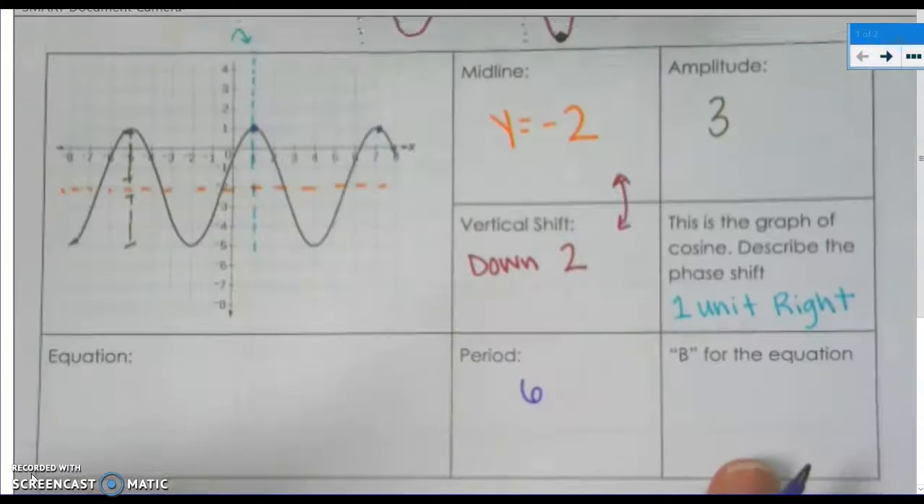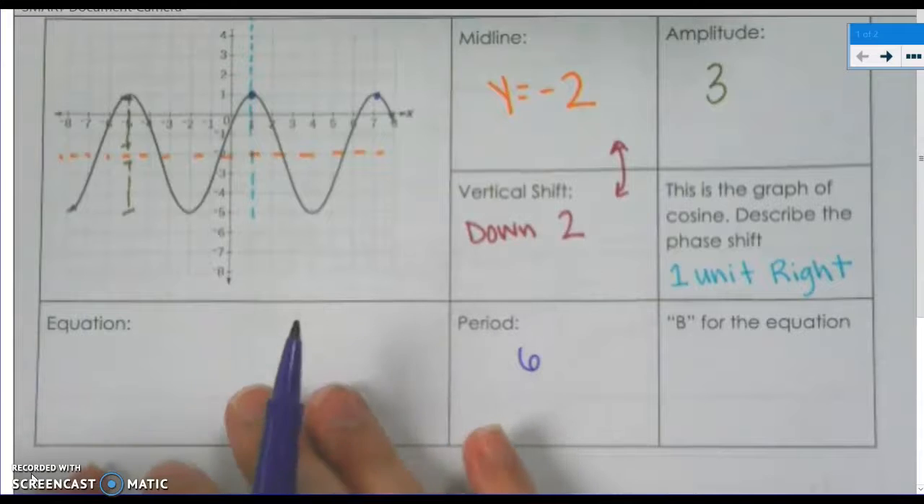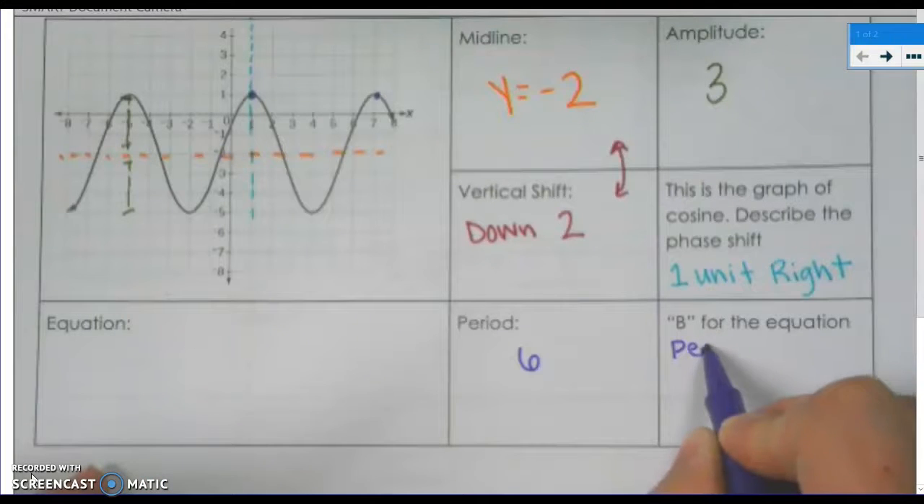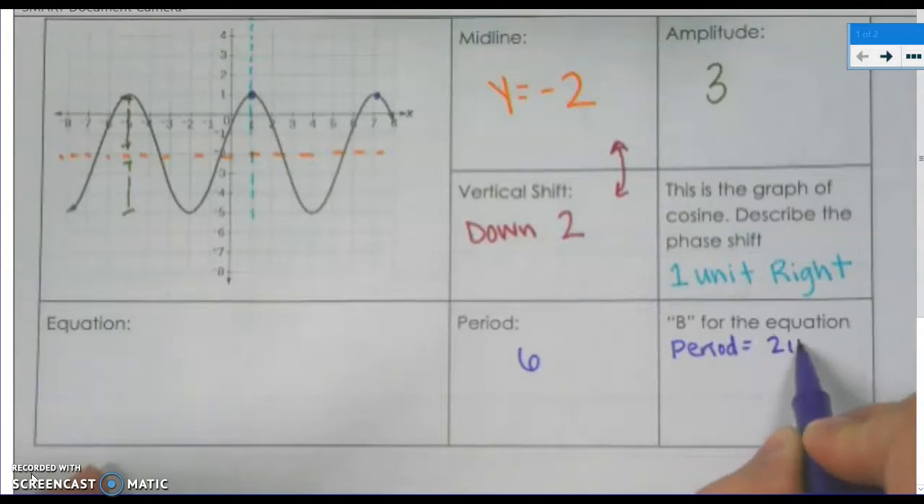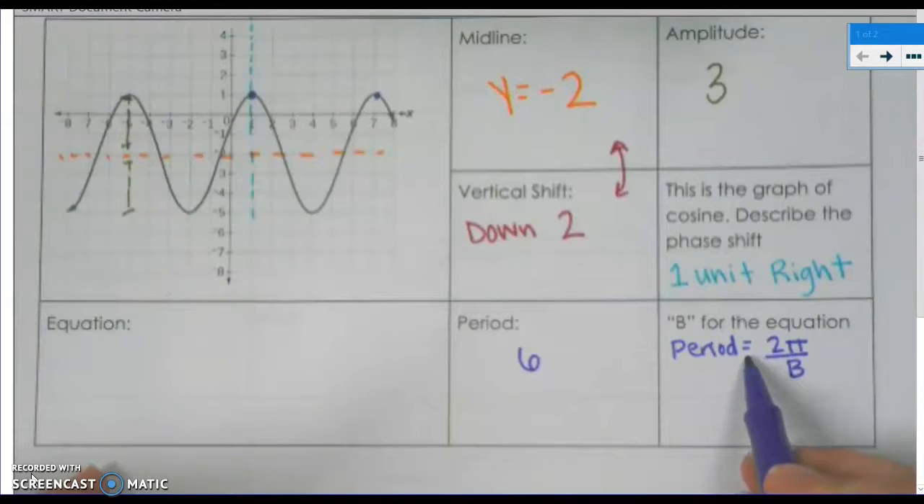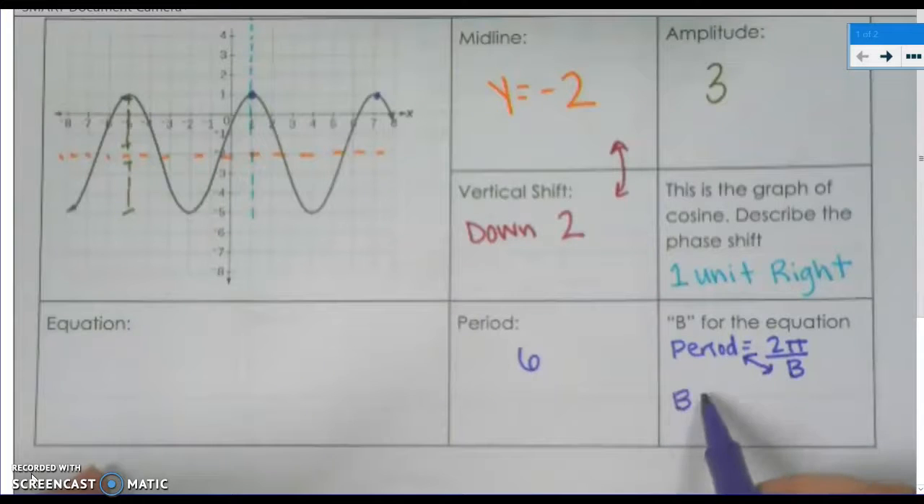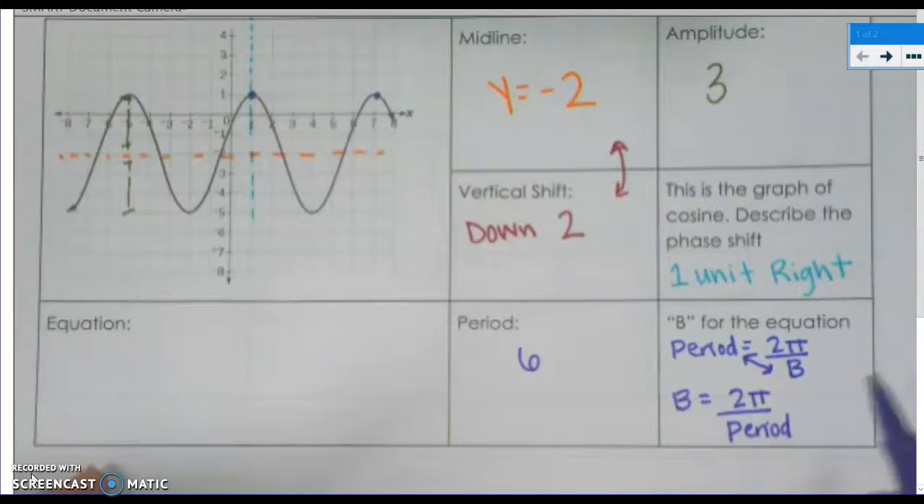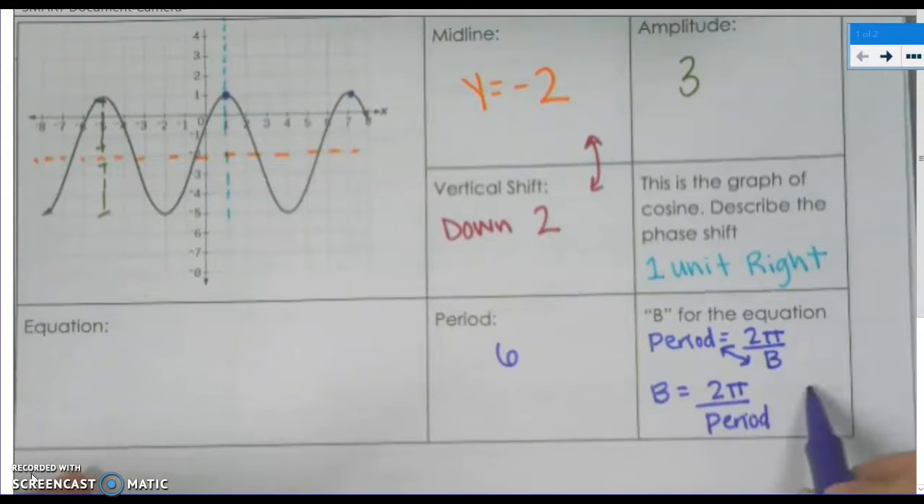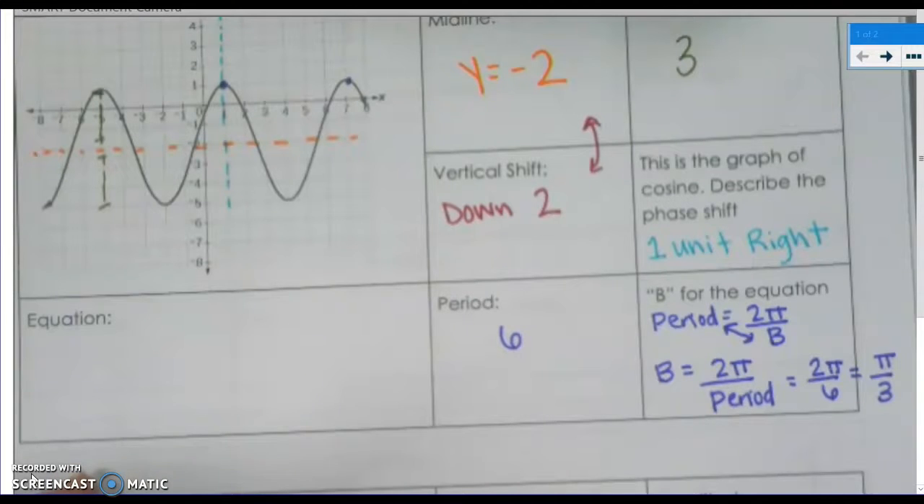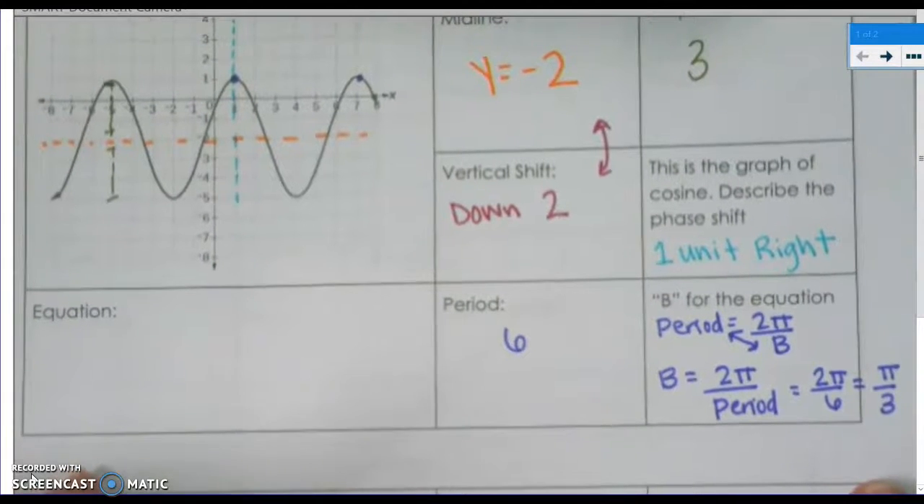Now, the period itself is not in the equation. We have to use the period equals 2 pi over b. We have to use that formula. And I'm solving for b, so we can swap those and rearrange this so that b is equal to 2 pi over the period. So now I just have to plug in 6. So 2 pi over 6, I can reduce 2 over 6 to 1 over 3. So that would reduce to pi over 3. So that is what I'm going to be plugging in for the b in my equation.